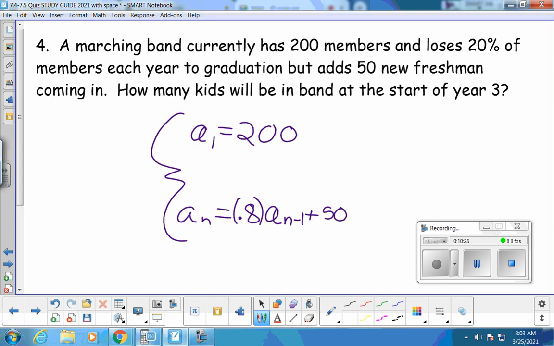Okay. So we need to find A2 and A3. But we have to find A2 to get to A3. So in order to get to A3, we need to get to A2. So that's going to be 0.8 times 200. That's going to be 160. Plus 50 is going to be 210. Good. It's increasing. Drop that 210 down. Write down A2 equals 210.